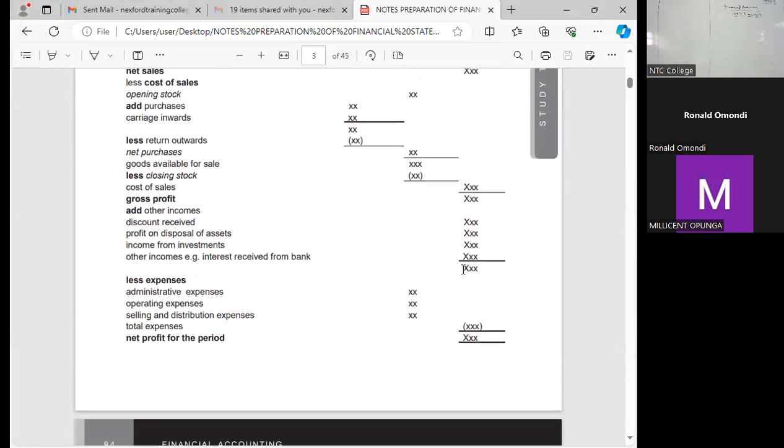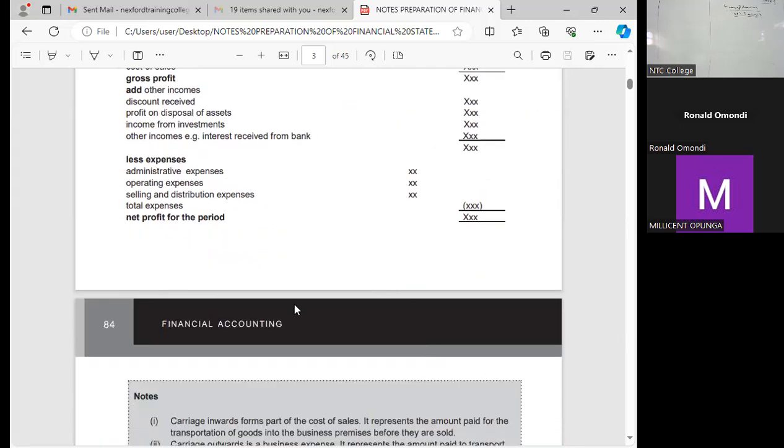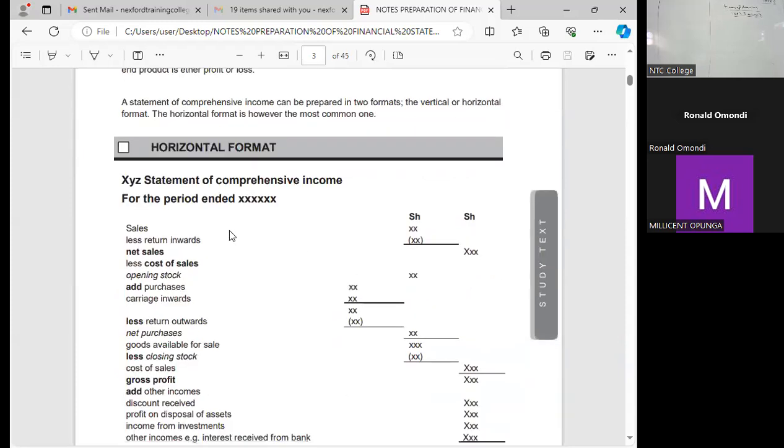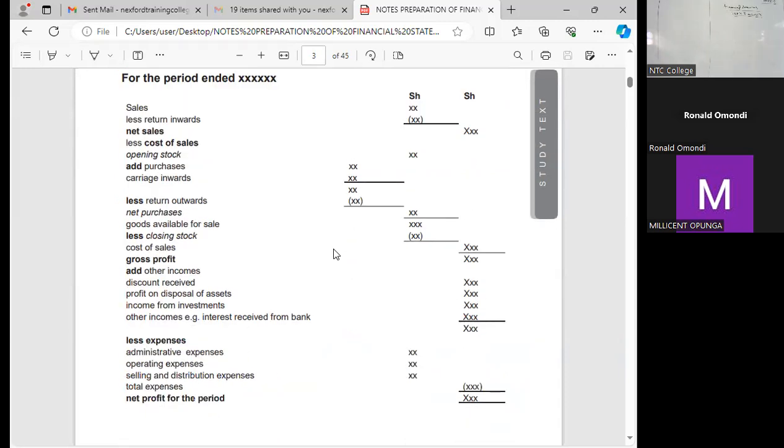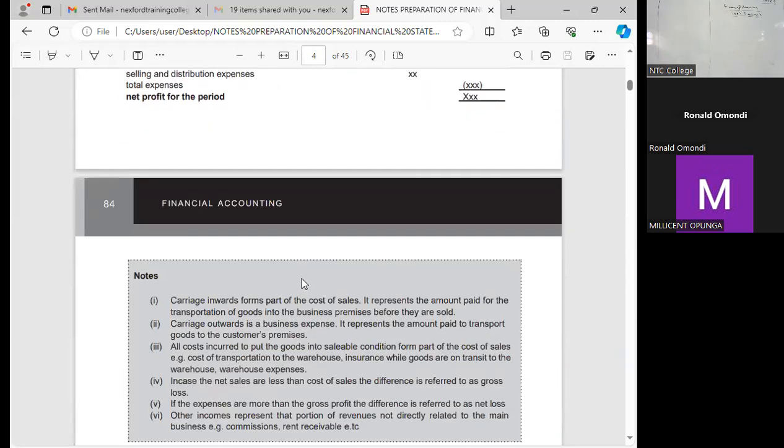Then from the total income, you less expenses such as administrative expenses, operating expenses, selling and distribution expenses, then total expenses. After deducting expenses, you are going to get net profit or loss for the period. So basically, this is the format of a profit and loss account or statement of comprehensive income.